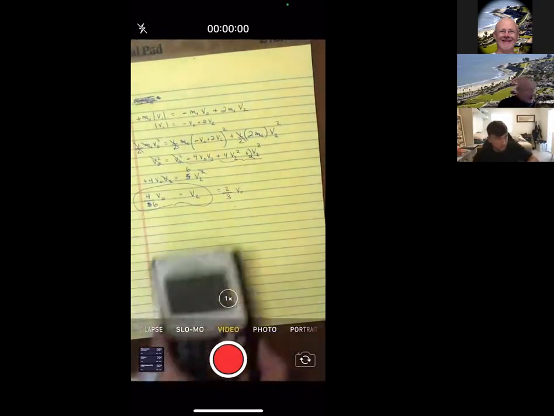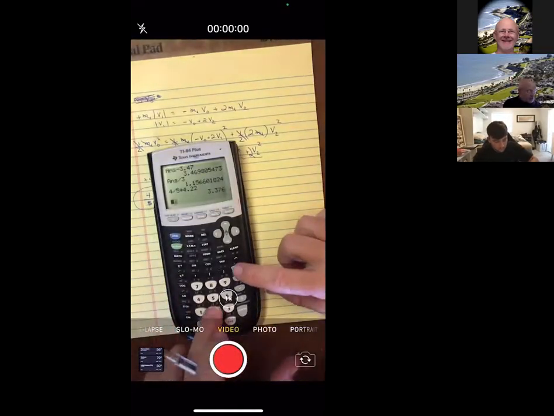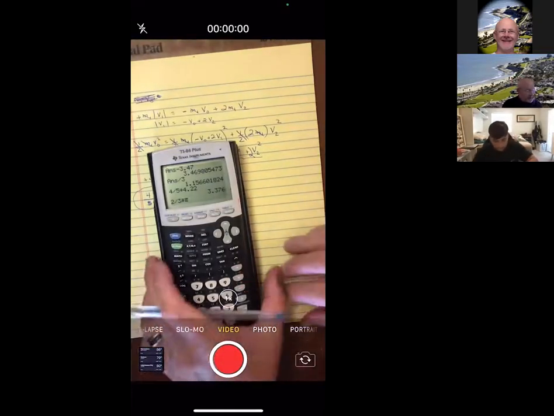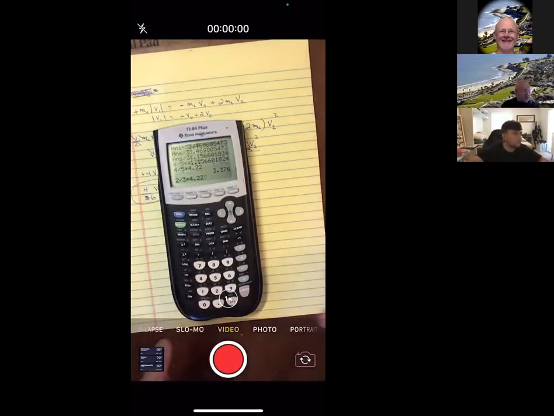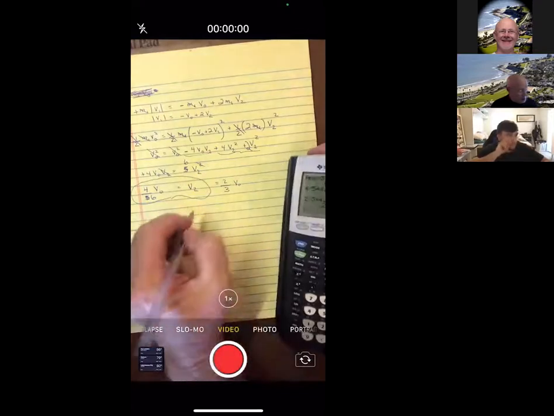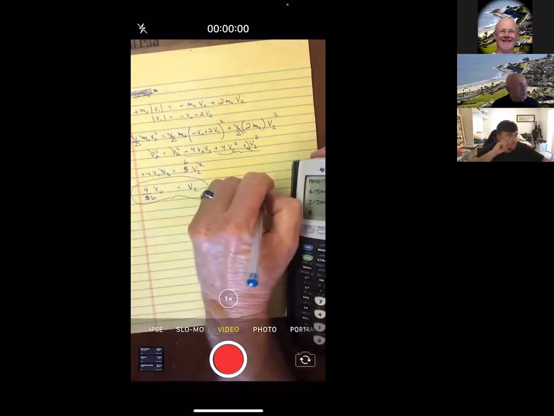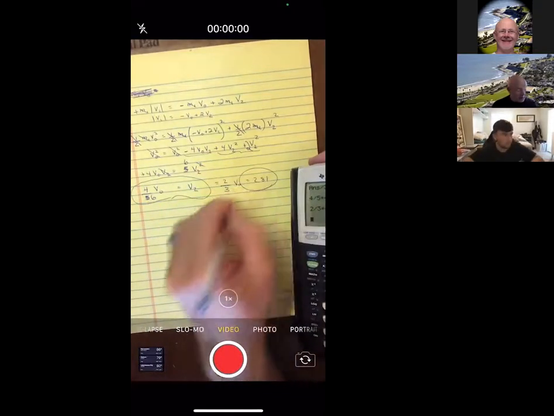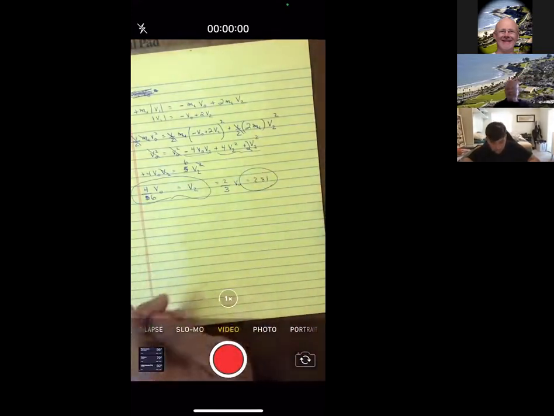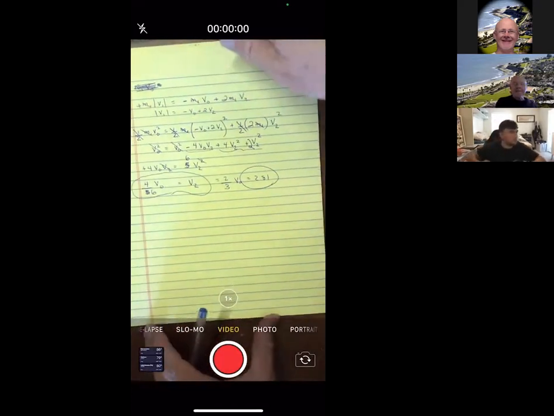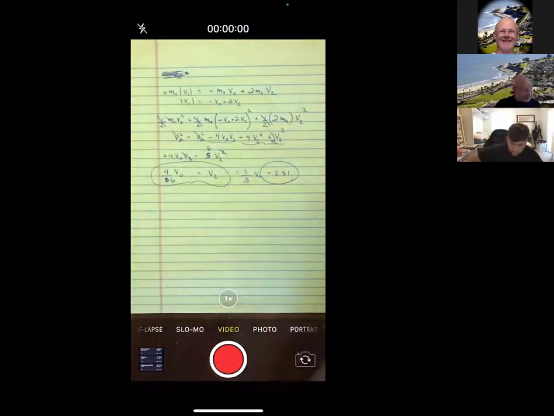Okay, so let's try that, 2/3. So 2 divided by 3 times the 4.22, 2.81. Oh, good, and that matches. Okay, so yeah, a little careless mistake right there.